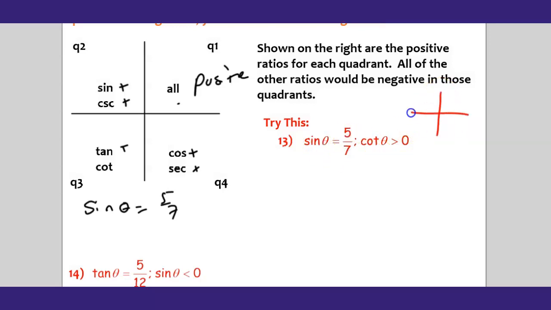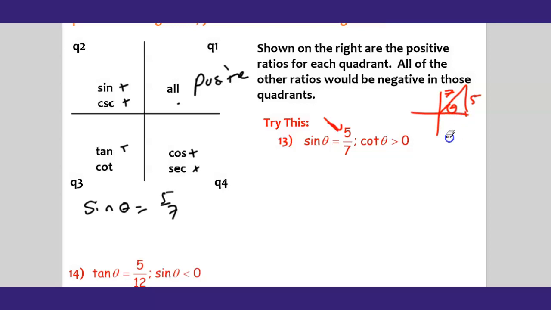So sine is positive. Any number greater than 0 is positive, right? Think about a number line: you got 0, and if you go to the right, anything greater than that, 1, 2, 3, 4, 5, 6, it's positive. So we have a positive cotangent, positive sine. That means we're in the first quadrant. Everything is positive. So sine is your y value, or theta, opposite 5, hypotenuse 7.